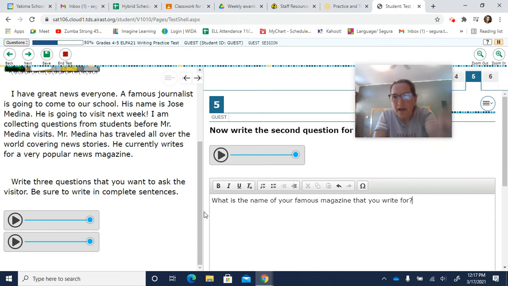Okay, so I wrote my question and it's related to the information here. I don't want to know how old he is. That is not relevant. But what is relevant is maybe what magazine he works for. Notice how I put a capital here and I put a question mark. It's very important. And that my question is relevant to what you see in the text. What is the name of your famous magazine that you write for? And then I'll put next.